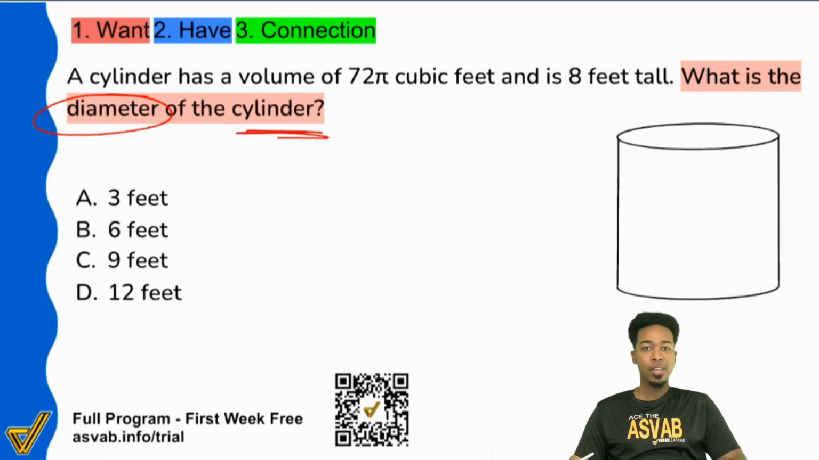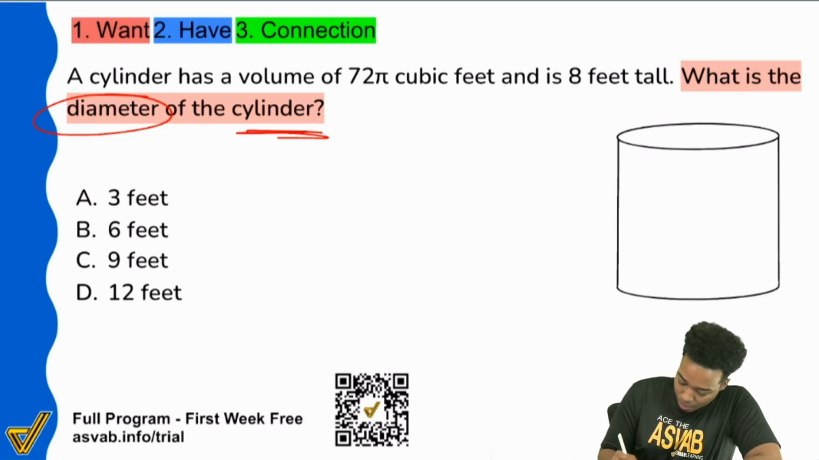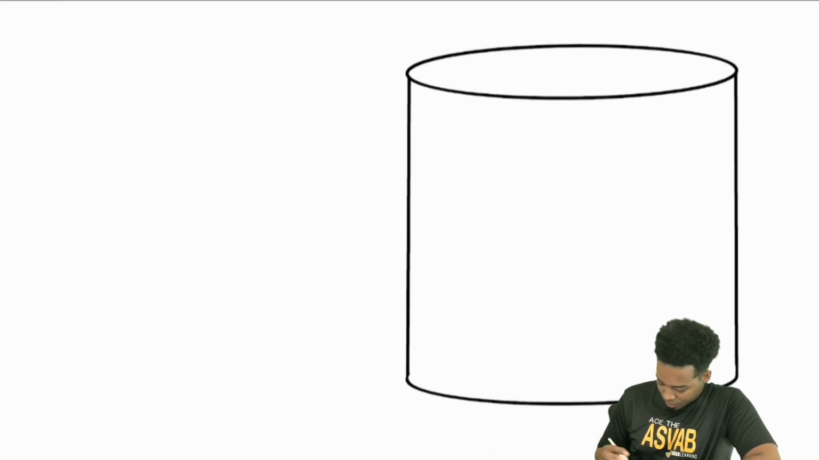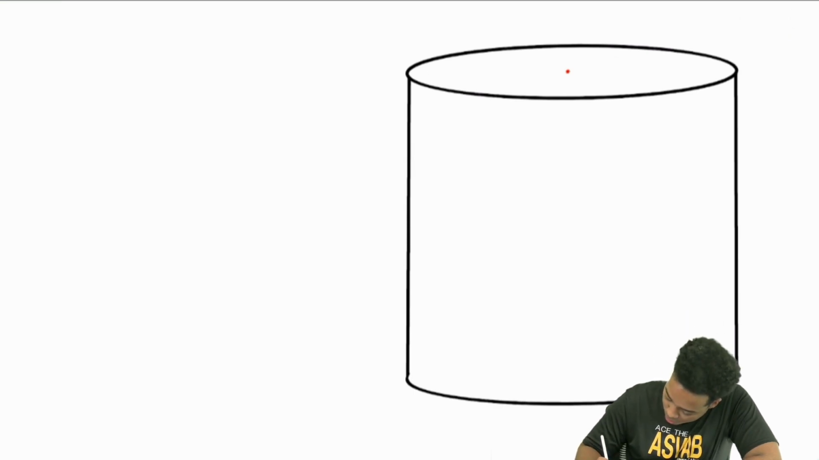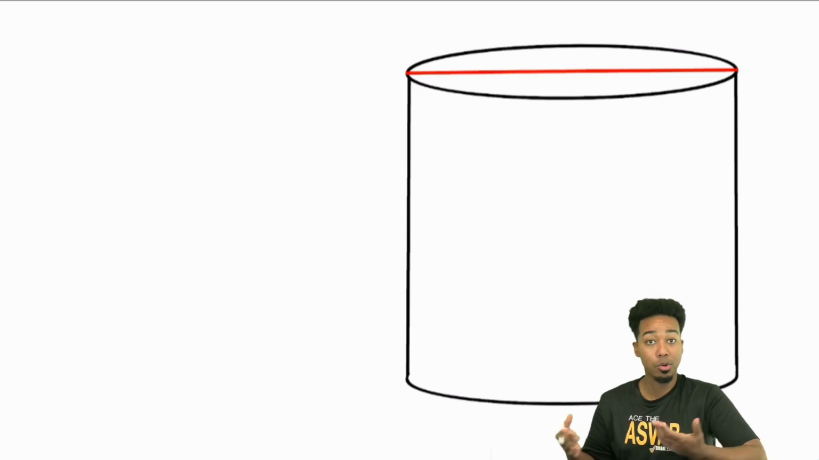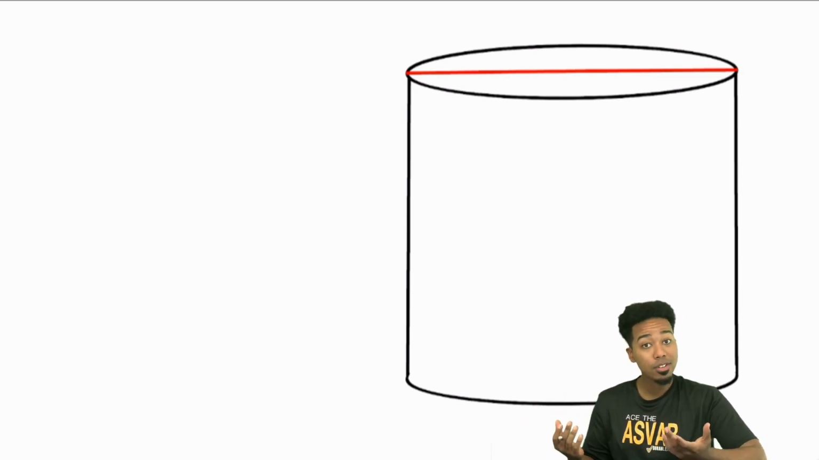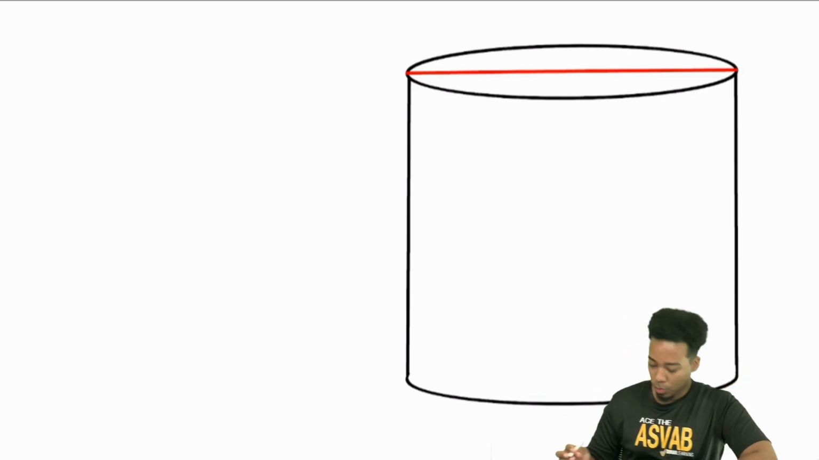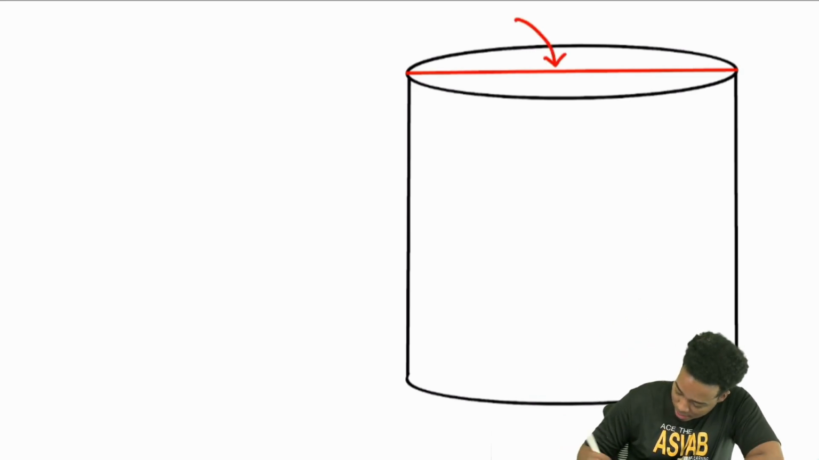So when it says, what is the diameter of the cylinder? The diameter is located right here. Let me go ahead and show that. Boom. The diameter is essentially going across the cylinder. It is the diameter of the circle. That's it. The diameter of a cylinder is the diameter of the circular part. And remember, the diameter goes across the circle through the middle. So we just want to know what this is.